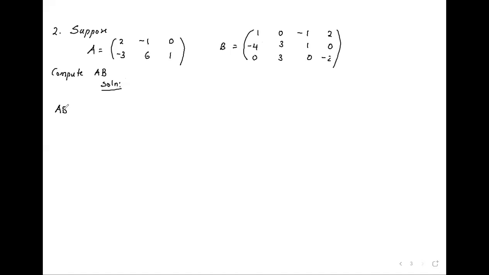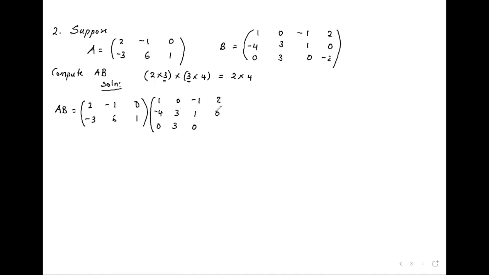So AB is equal to, we check the order. What's the order of A? 2 by 3. And we are multiplying it with B. What's the order of B? 3 by 4. So we know because 3 is equal to 3, these two multiply and give us a matrix of order 2 by 4. So we go on and prepare for multiplication. 2, negative 1, 0, negative 3, 6, 1, multiplied by 1, negative 4, 0, 0, 3, 3, negative 1, 1, 0, 2, 0, negative 2.